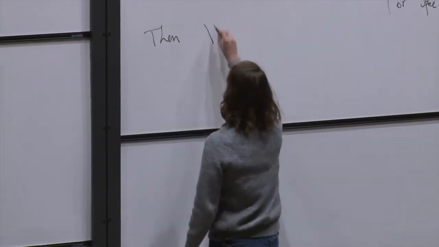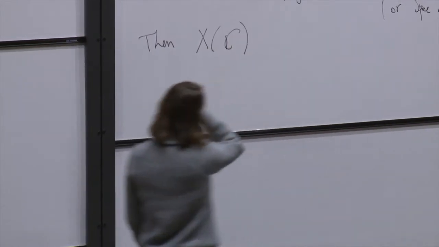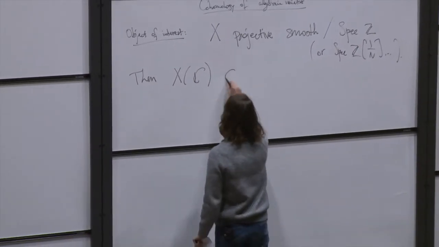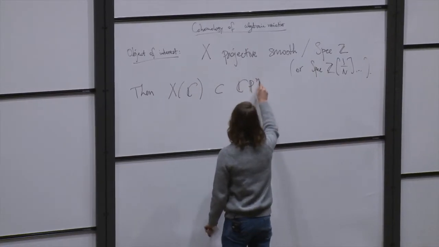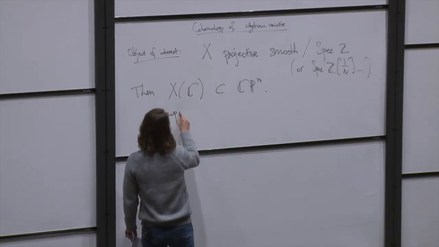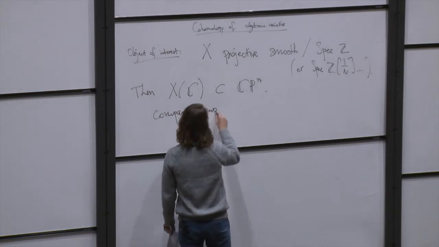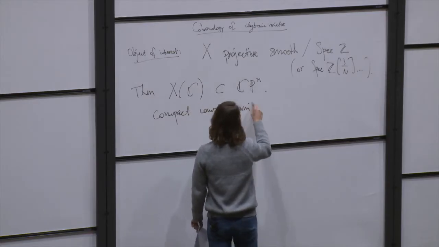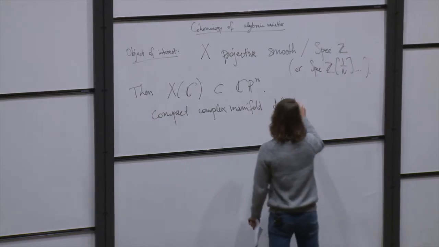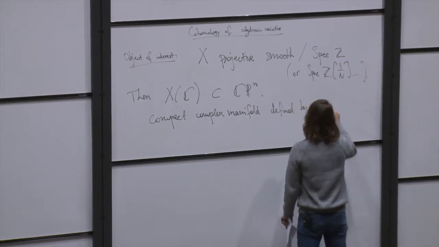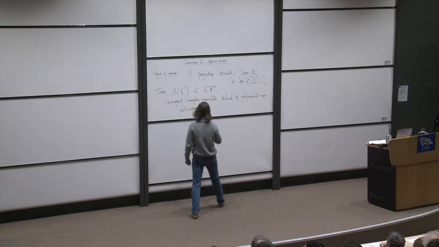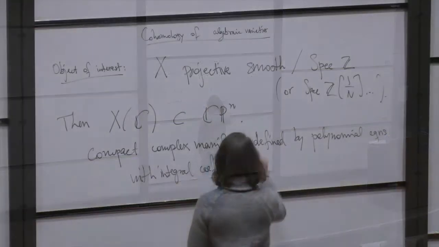So in first approximation, you can try to understand this by looking at the complex solutions to some set of polynomial equations. So that gives you some closed subspace in some complex projective space, which is some compact complex manifold. But it's somehow one which is defined by polynomial equations with integral coefficients. Okay?